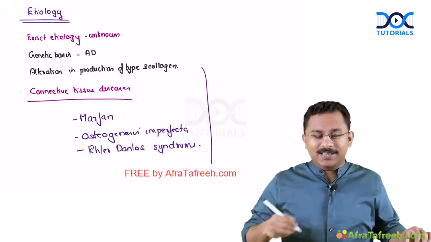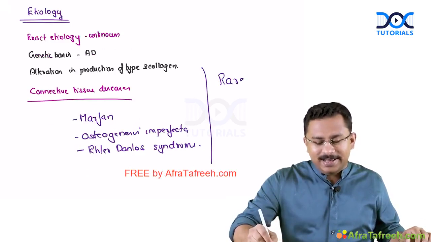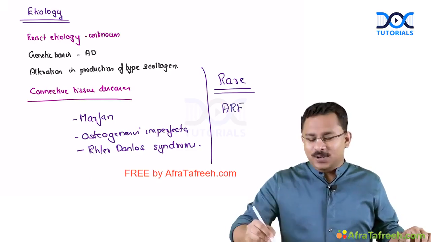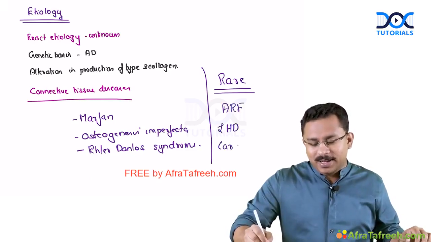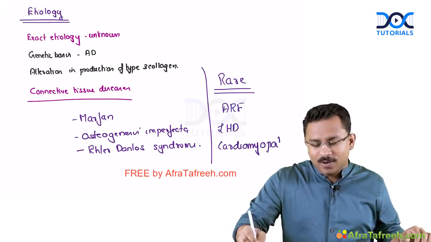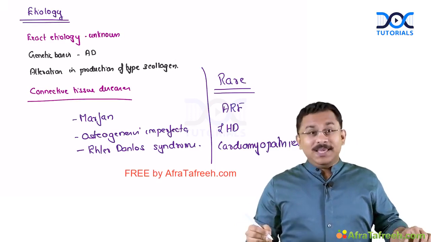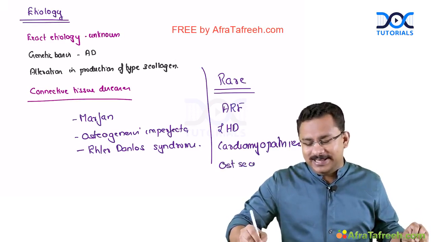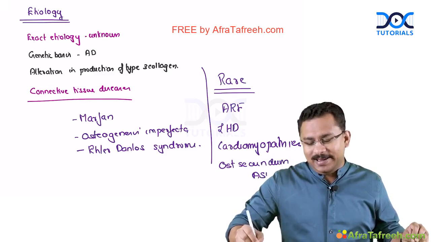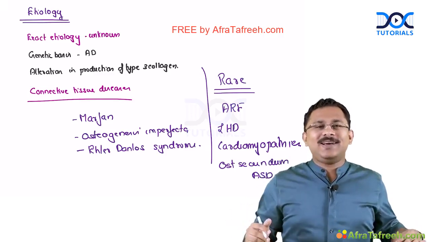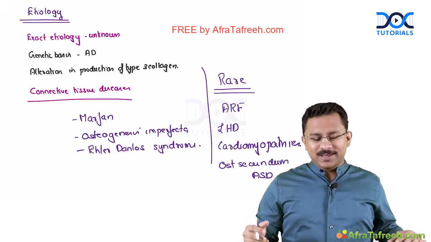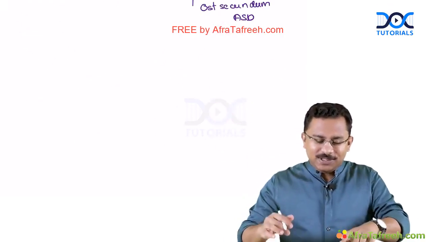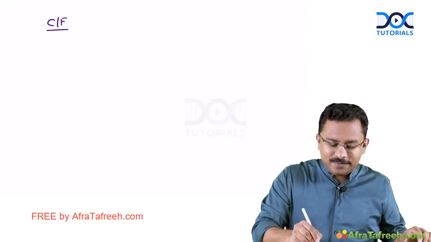In addition to these disorders, there can be certain rare causes of MVP, which can include acute rheumatic fever, ischemic heart disease, and cardiomyopathies. Even a small percentage of patients with ostium secundum ASD can go on to develop mitral valve prolapse. So that is it about the bunch of etiologies that can lead on to this entity of MVP. Let's move forward and discuss the clinical features.